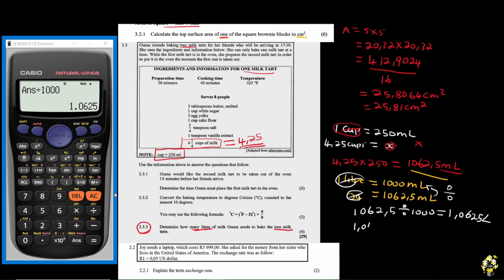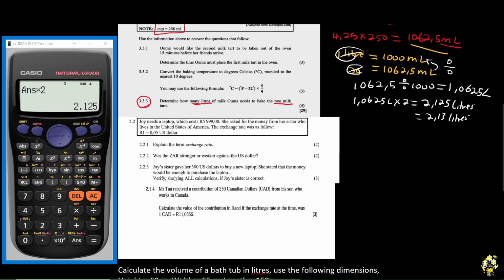So 1.0625 liters multiplied by 2, so I can just come here and say multiply by 2, I am going to get 2.125 liters. Now this is your final answer. You can say it's 2.13 liters of milk. And now continuing to the next one.